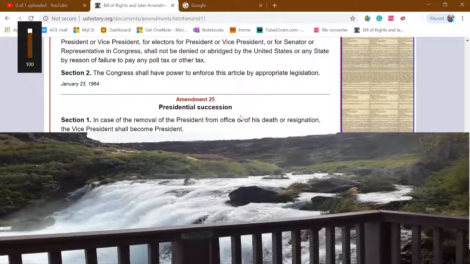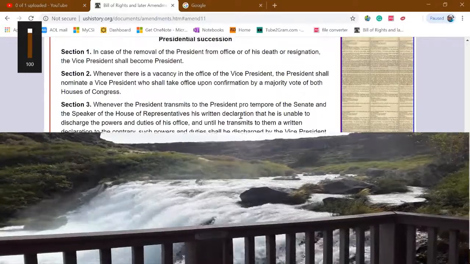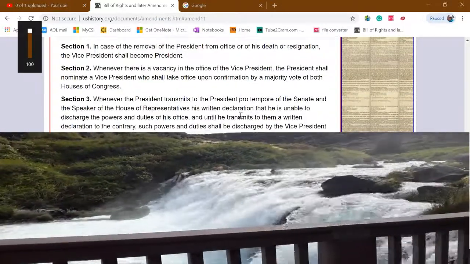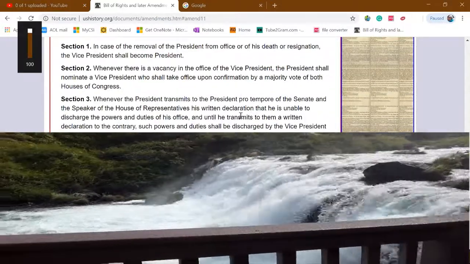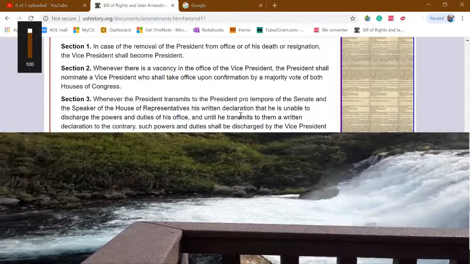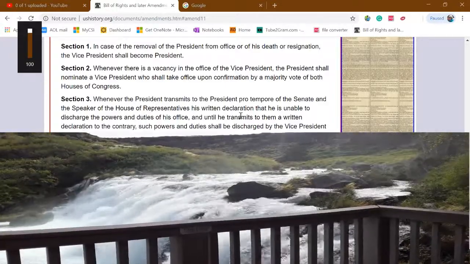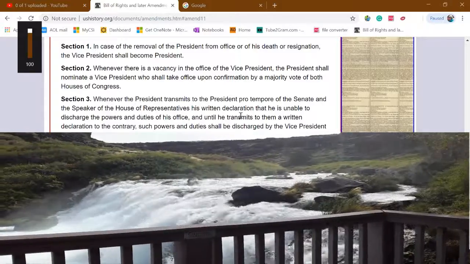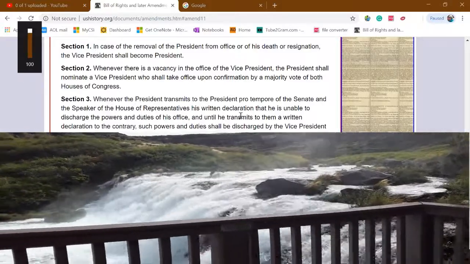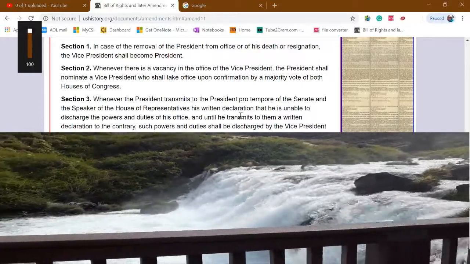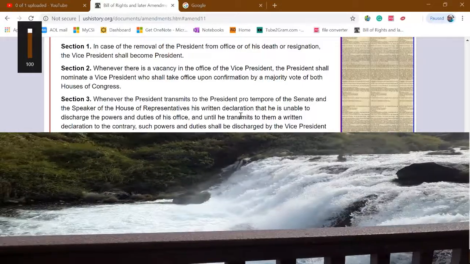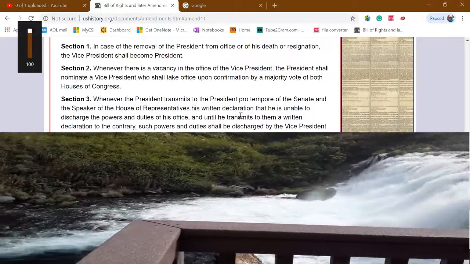January 23, 1964. Amendment 25. Presidential succession. Section 1. In the case of the removal of the president from office or of his death or resignation, the vice president shall become president. Section 2. Whenever there is a vacancy in the office of the vice president, the president shall nominate a vice president who shall take office upon confirmation by a majority vote of both houses of Congress.